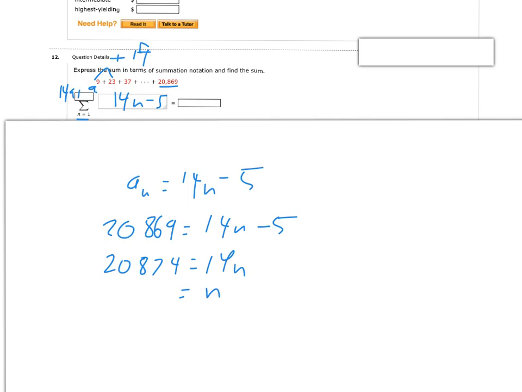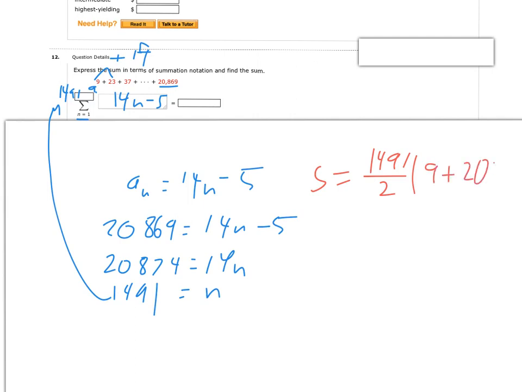And then we have to actually find this sum. And so that number goes up top there. But now to find the sum, I think I have all the information I need. For the arithmetic formula, I need n over 2, so that's 1491 over 2. And then that's my n, and then I have the first term plus the last term inside of here. So you just calculate that, and you get your sum.